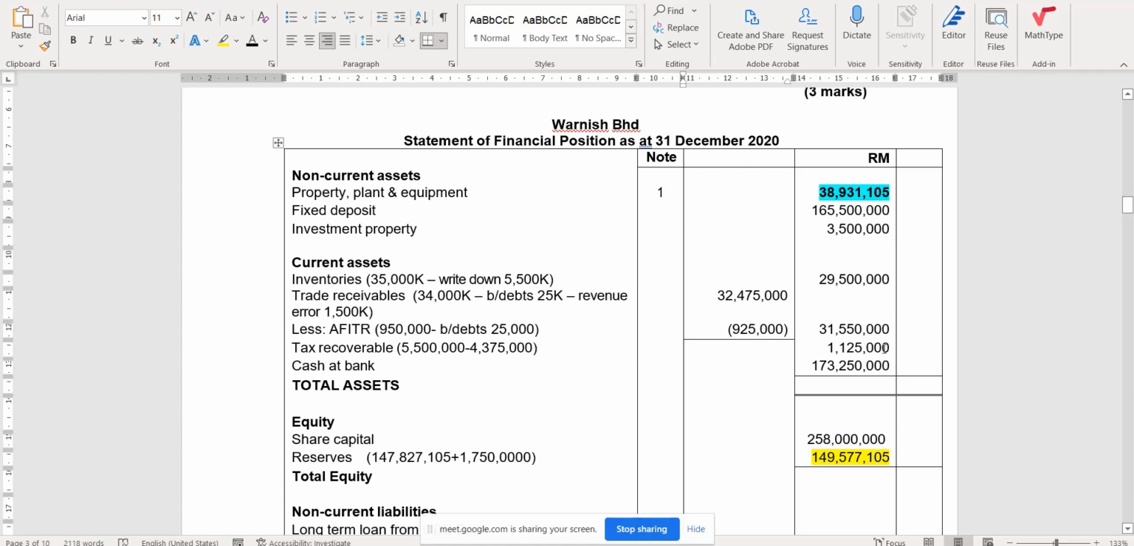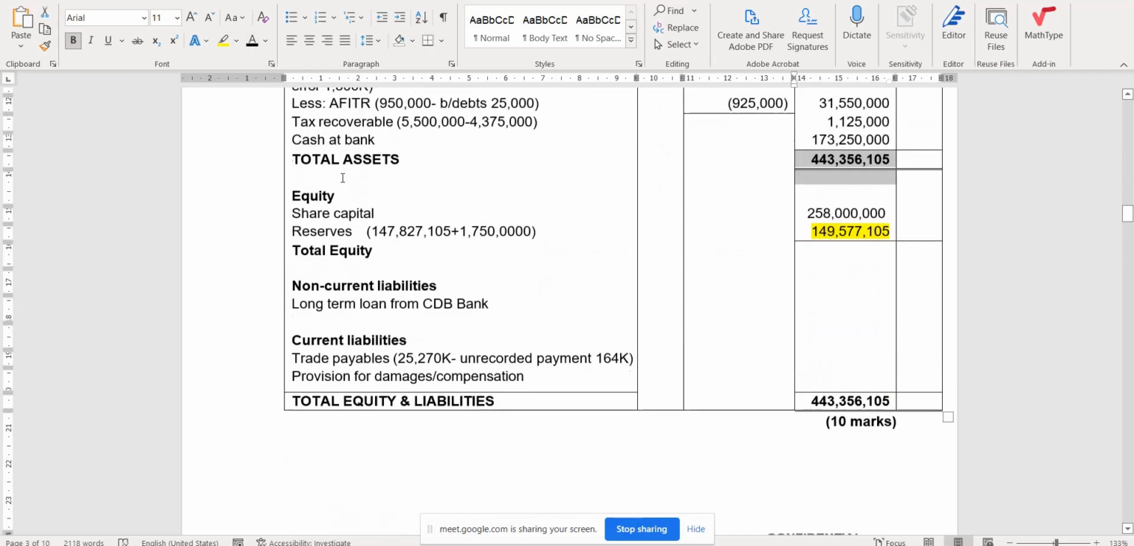Tax recoverable 1125. Cash at bank, there is no change to the cash at bank, no purchase, no disposal whatsoever. So cash at bank remains the same. Right. Next is to look at the total. You get the total there. Now we go to the non-current liability section. So these are the items that will have to be included. One is the long-term loan. No changes to the long-term loan.